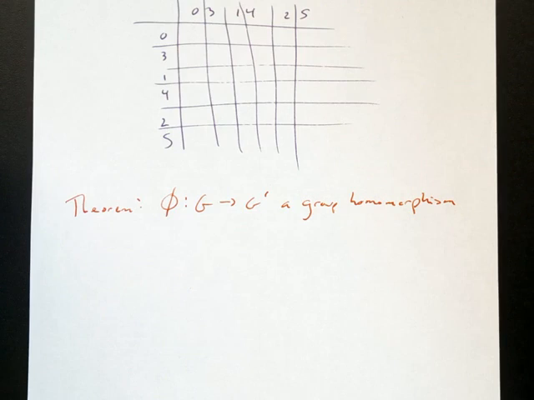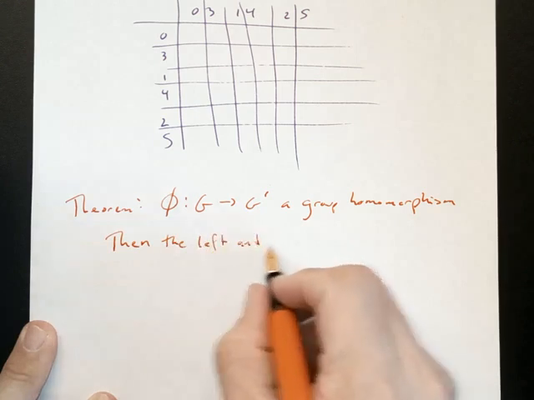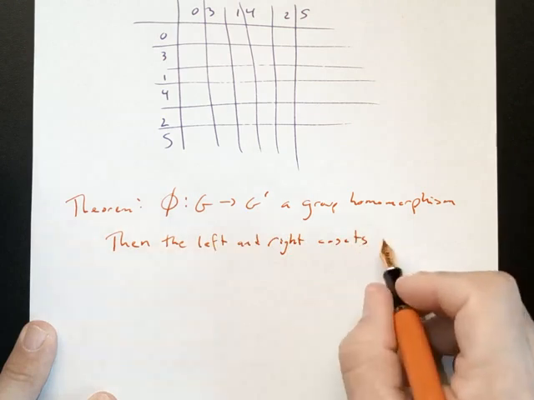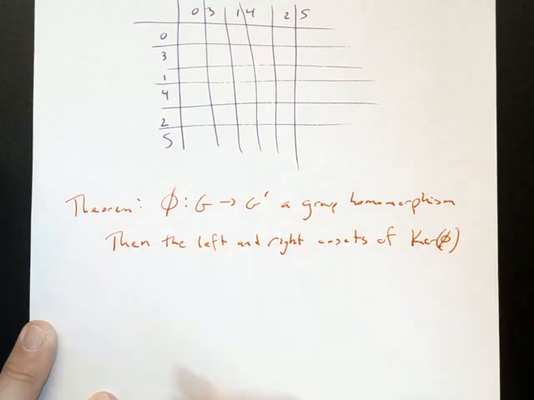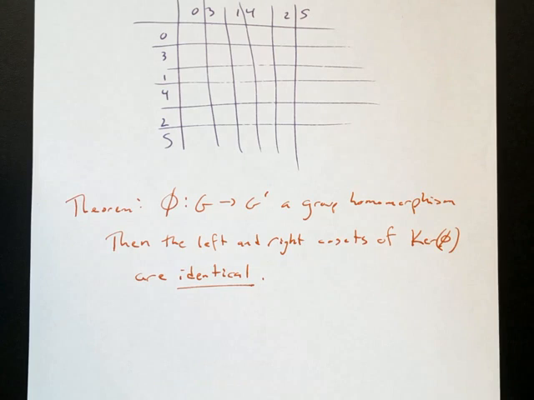But not just for any subgroup. Remember, we said that homomorphisms preserved subgroups. If you had a subgroup in G, when you took its image, that was a subgroup in G prime. When you had a subgroup in G prime, when you took its pre-image, that was a subgroup in G. But it turns out that I don't want to look at just any subgroup in G. The left cosets and the right cosets for the kernel of the homomorphism.